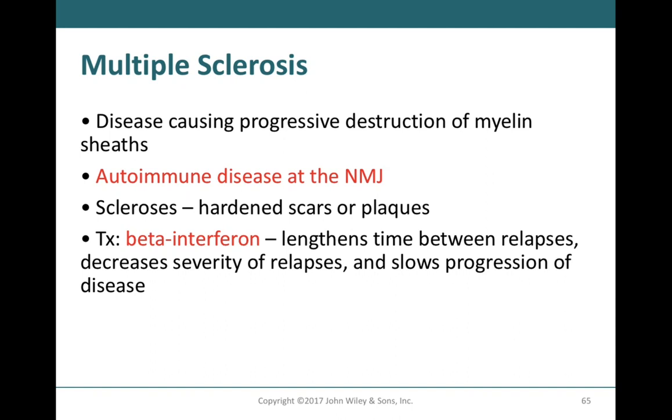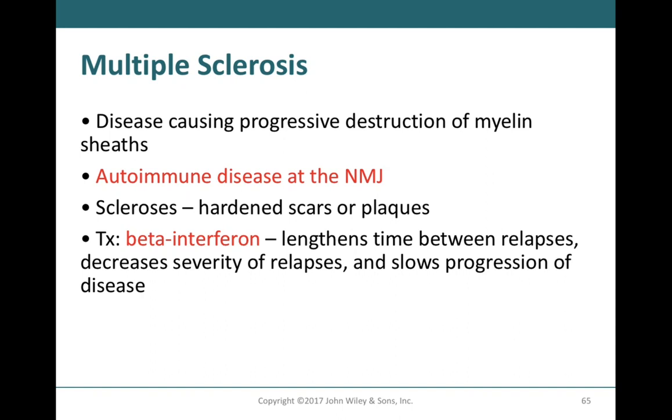Multiple sclerosis is a condition where the myelin sheaths of our neurons are breaking down. And these myelin sheaths specifically occur at the neuromuscular junction. So if our myelin sheaths are breaking down, that's going to significantly slow the transmission of our action potential to our muscle fibers. And we call this condition multiple sclerosis because under the microscope you can actually see the scleroses that are present in our nervous tissue.